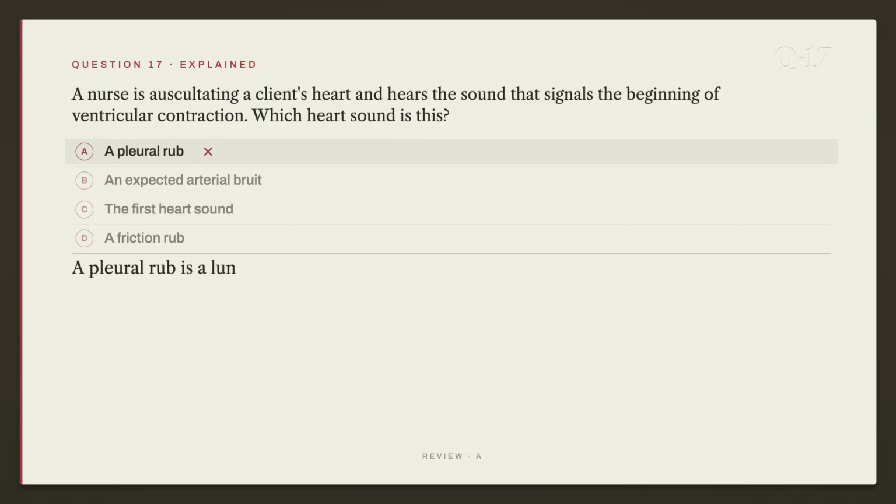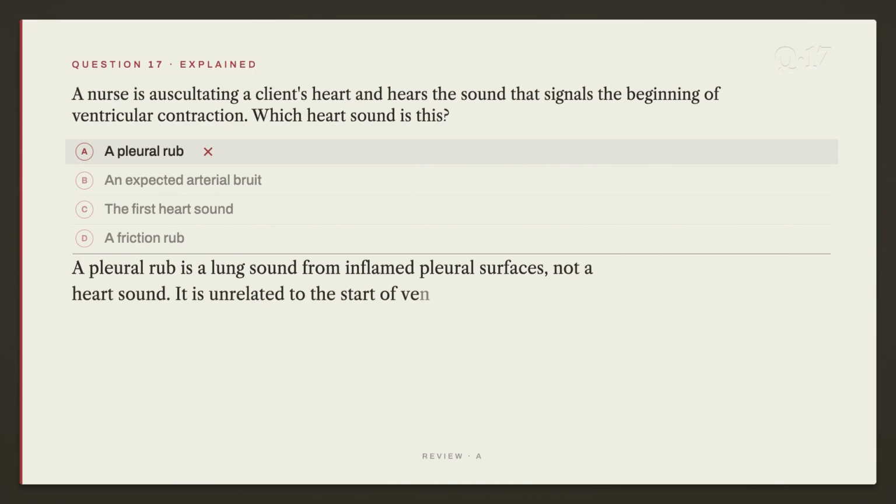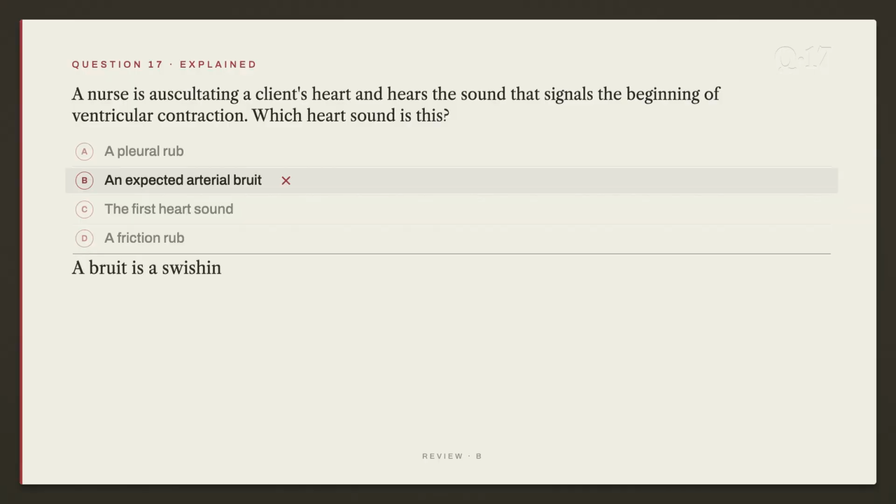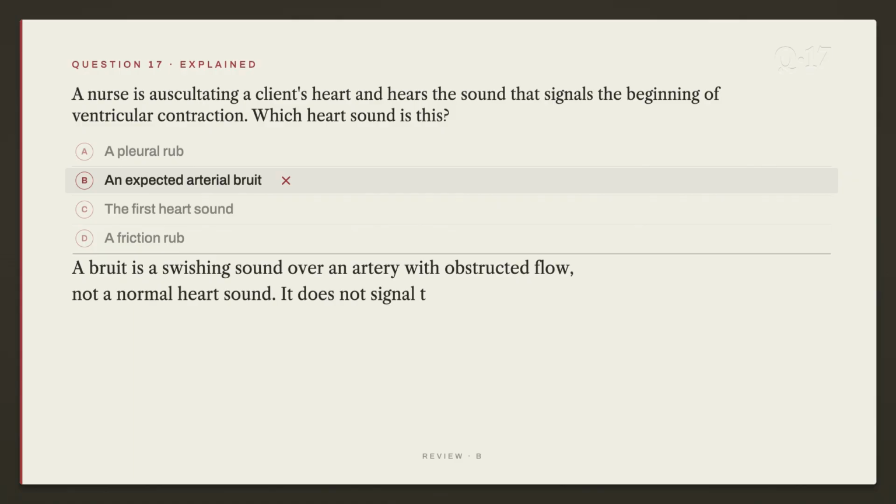A is wrong because a pleural rub is a lung sound from inflamed pleural surfaces, not a heart sound. It is unrelated to the start of ventricular contraction the nurse identified at the heart. B is wrong because a bruit is a swishing sound over an artery with obstructed flow, not a normal heart sound. It does not signal the beginning of the heart's ventricular contraction.